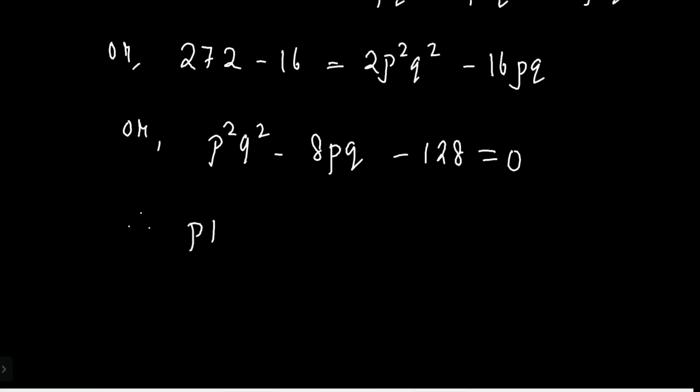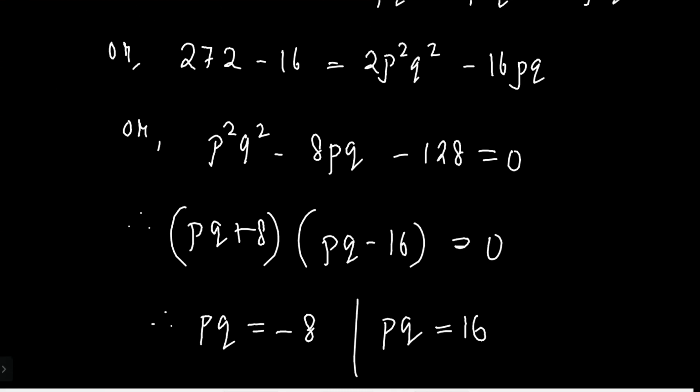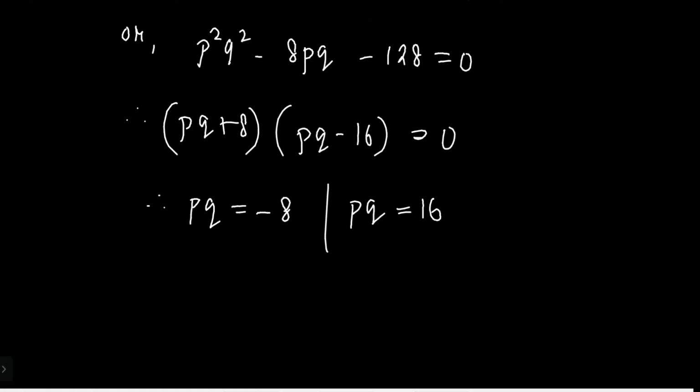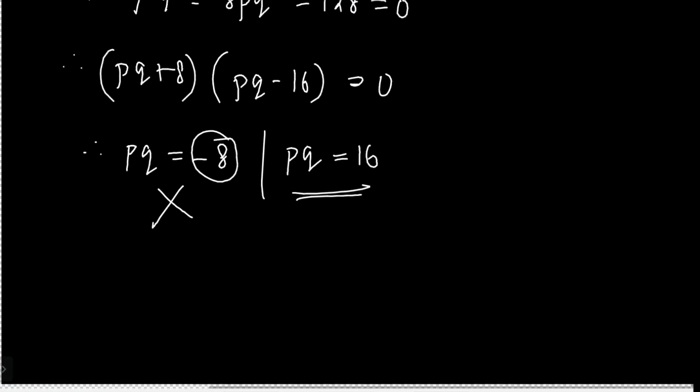If you solve this, you will get two factors, that is pq plus 8 into pq minus 16 equal to 0. So from this, either pq is equal to minus 8 or pq is equal to 16. Since in the question it is given that p and q both are positive numbers, pq equal to minus 8 is not acceptable, because the product of two positive numbers cannot be negative. So we have to accept the condition that pq is equal to 16. So it is very easy.